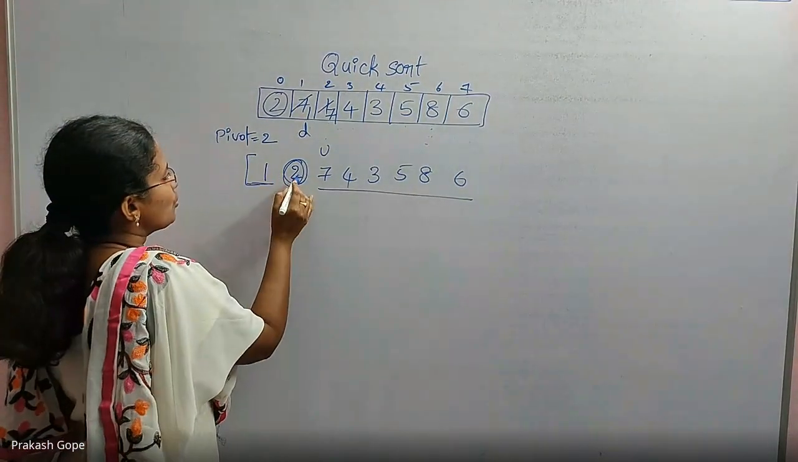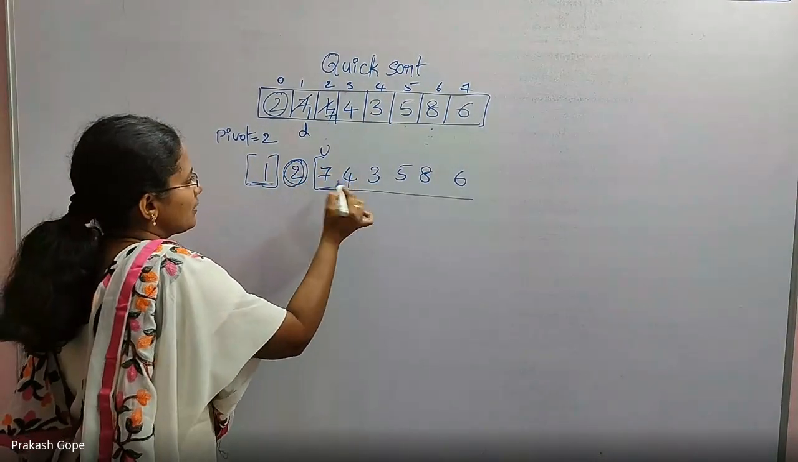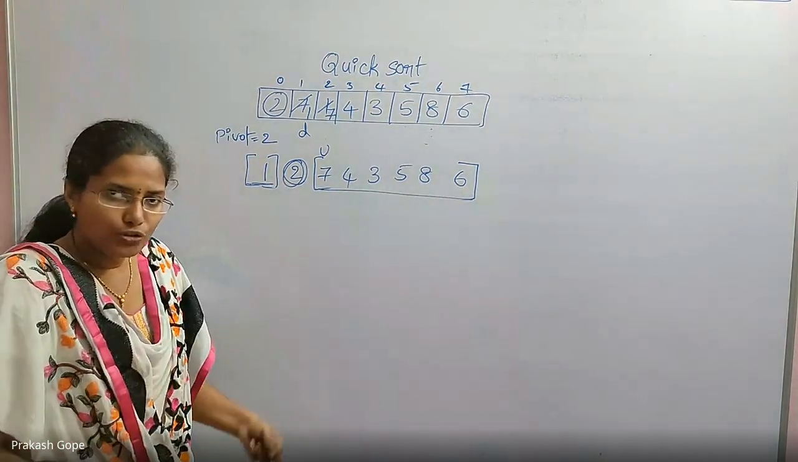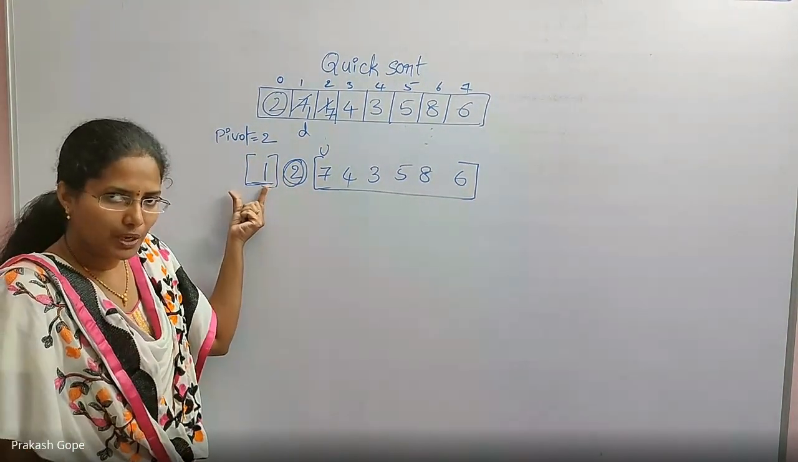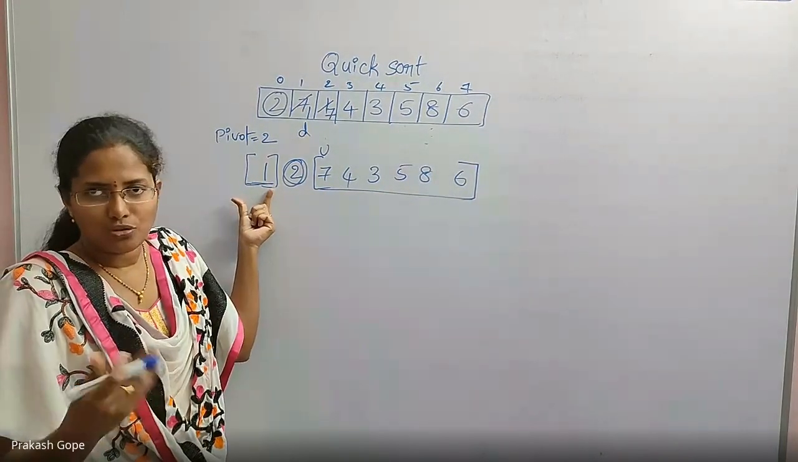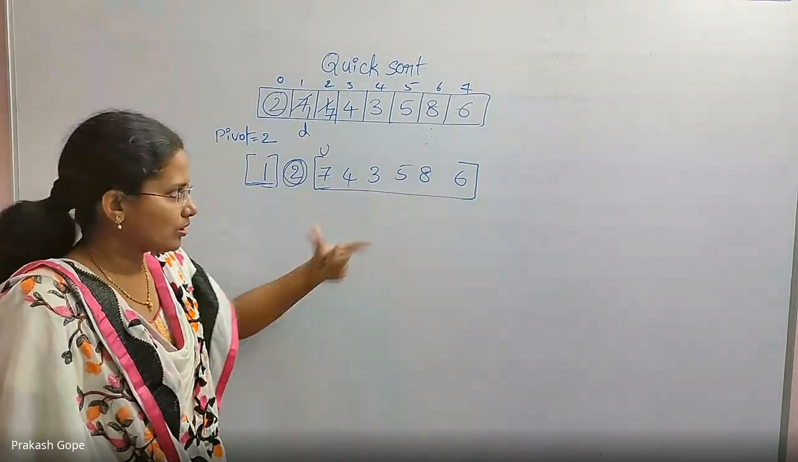Now this 2 has divided this total array into two parts. This is one part, this is second part. This is first array, this is second array. Now you should follow quick sort on this part and this part. Here there is only one element, so you can ignore it. Now here, quick sort on this.